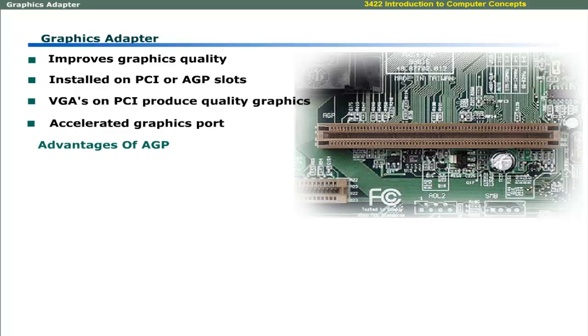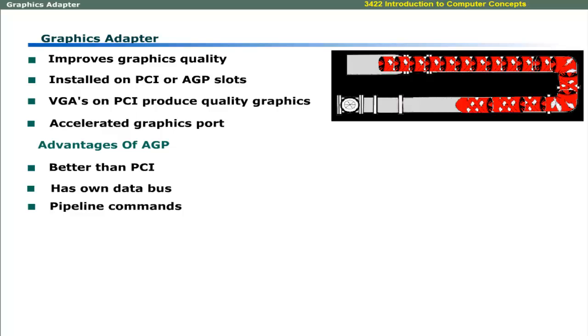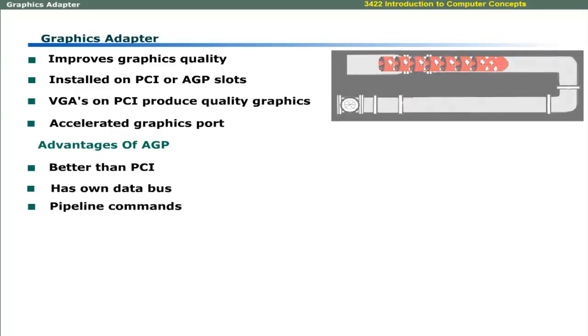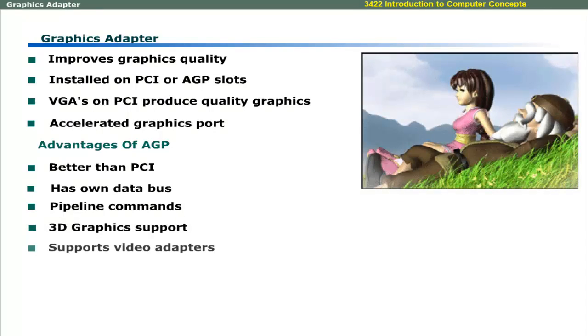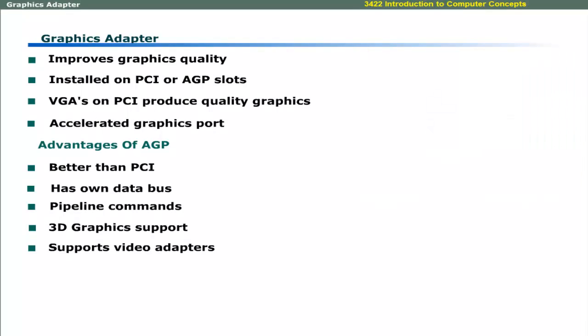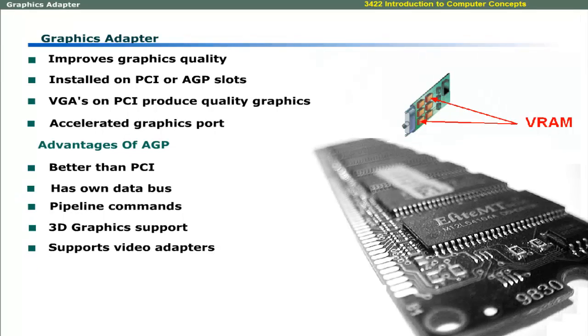AGP has many advantages over PCI. AGP has its own data bus for transferring data, and it can pipeline commands like CPU. In addition, AGP can handle 3D graphics and supports video adapters with built-in video RAM. It also shares random access memory for better performance.